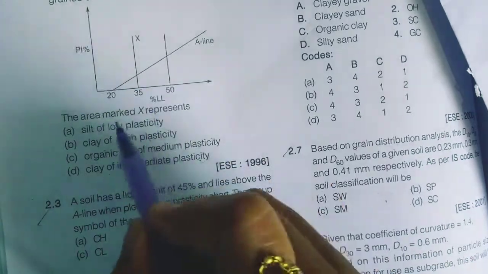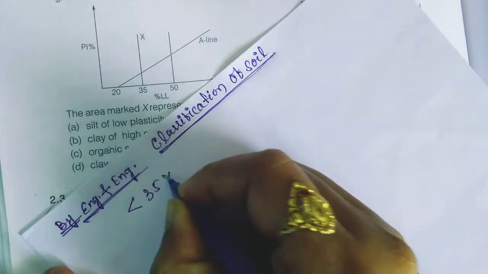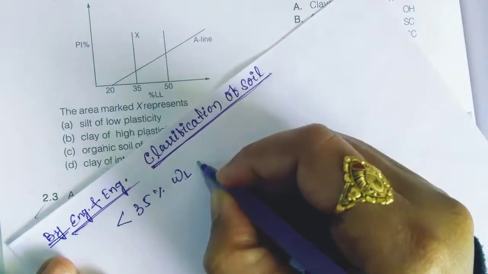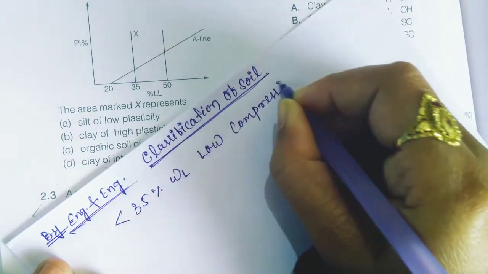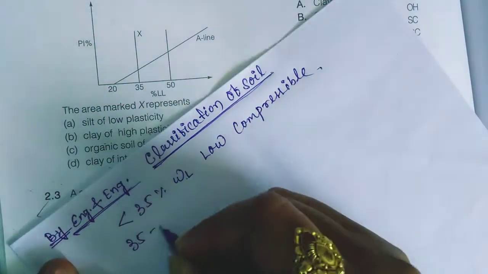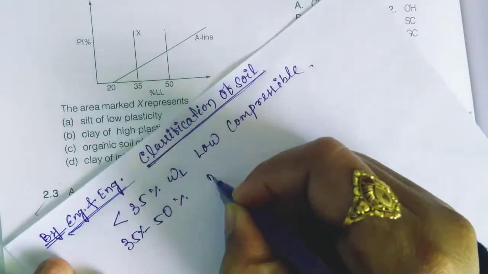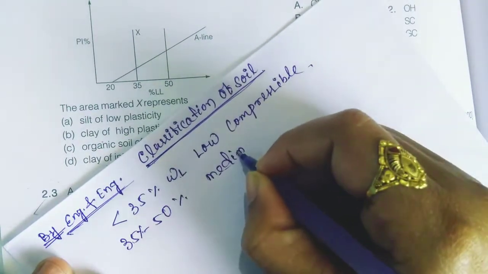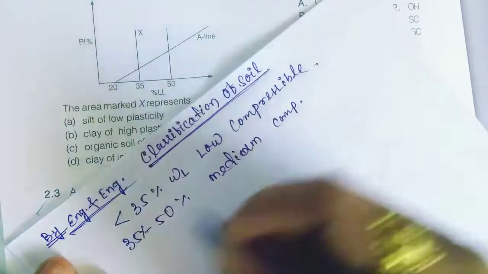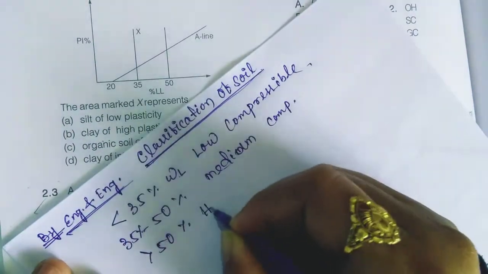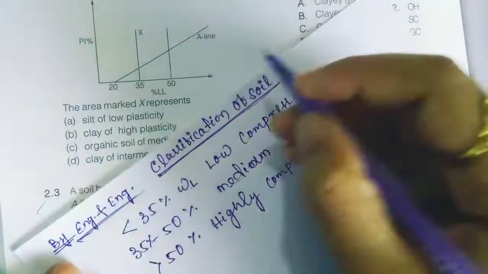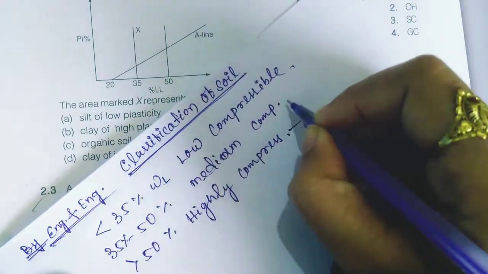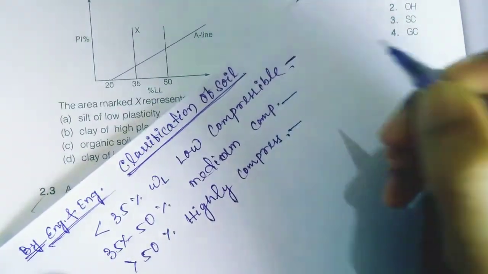plasticity. As we know that up to 35% liquid limit, less than 35% liquid limit, our soil is low compressible, and 35 to 50%, this is medium compressible, and greater than 50%, this will be our highly compressible. And highly compressible means high plasticity, this one is medium plasticity, and this one is low plasticity.